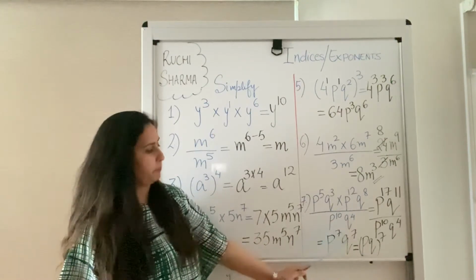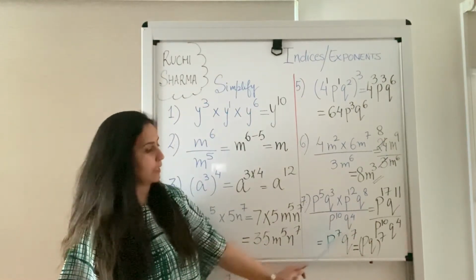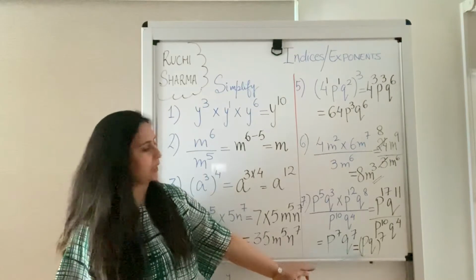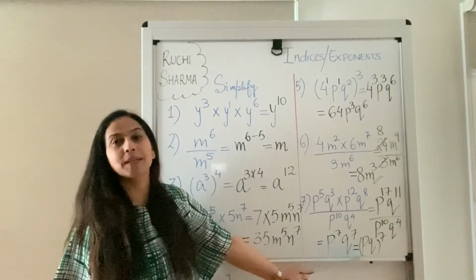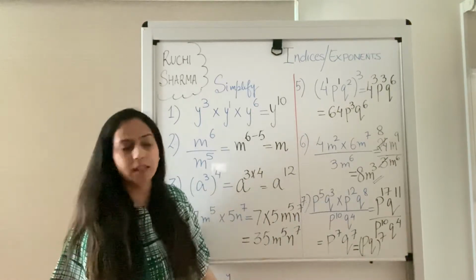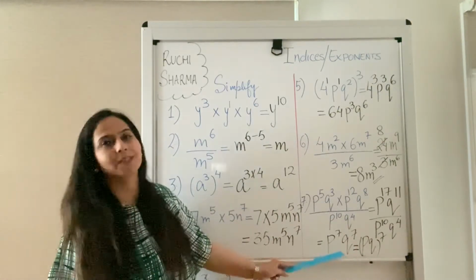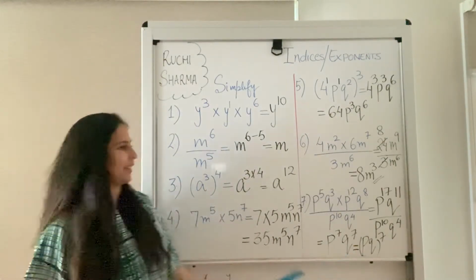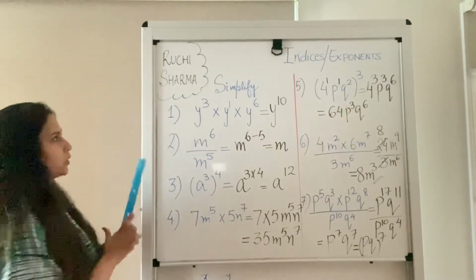Now, because both of them, p and q, have the same power, we can actually club them in a bracket and write (pq) whole to the power 7. That can be one way of writing, but even if you leave it here, that's fine. That's the correct way. Okay, let's do some more questions here.